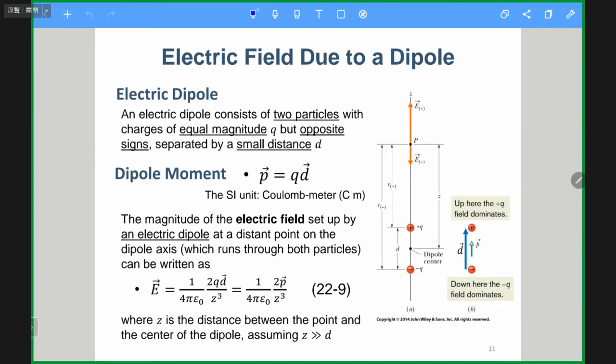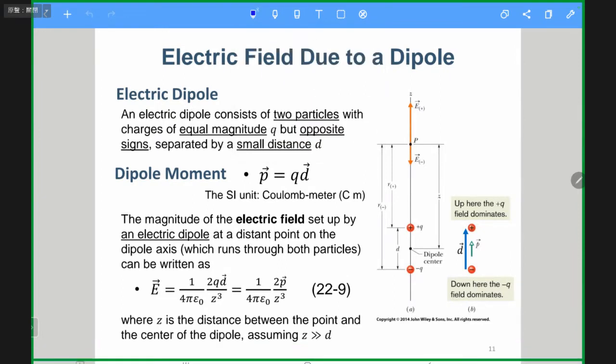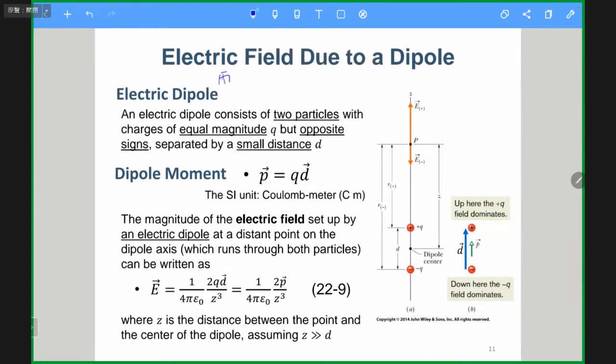Okay, so here we talk about the electric field due to a dipole. So here's the definition of an electric dipole. In Chinese, it is called 电偶极. Here di means two, and pole means pole.